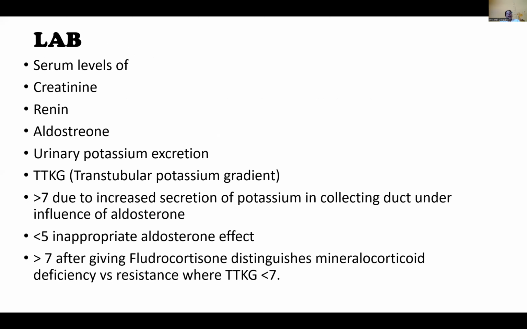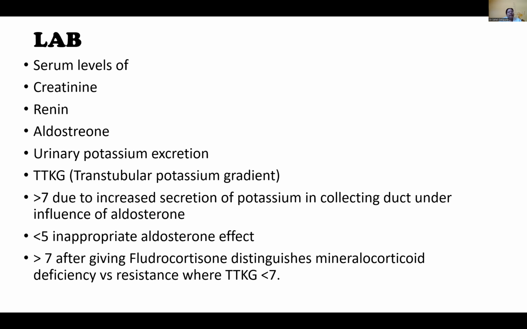And coming to the lab, after that, basically we check the serum levels of creatinine, renin, aldosterone, urinary potassium excretion, and transtubular potassium gradient. This transtubular potassium gradient basically has a formula. If you know the serum and the urine potassium and the serum and urine osmolarity, we can calculate that. This basically helps to differentiate whether there is aldosterone deficiency or not.